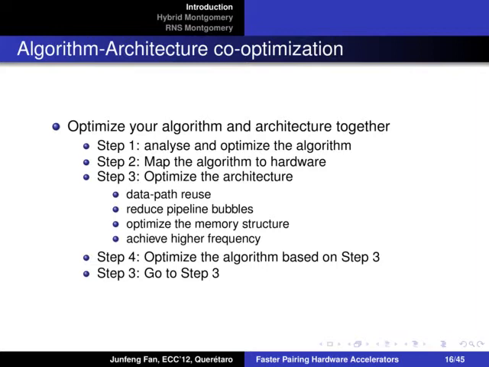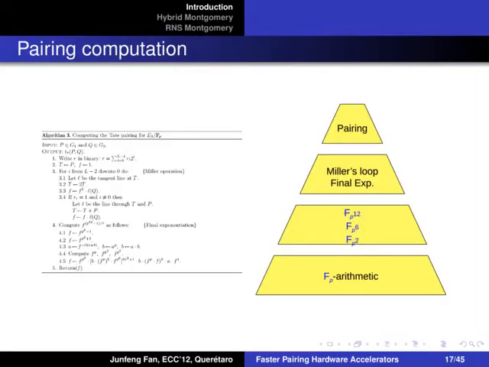Can we reduce some pipeline bubbles? Can we optimize the memory structure? Can we run it at a higher frequency? And then after this, you might say, okay, if I change my algorithm a little bit, I can solve some problem, right? And then you go back. So hardware design is not really like a top-down design flow. It's really a loop. You do a couple of loops, and then you end up in a better design.